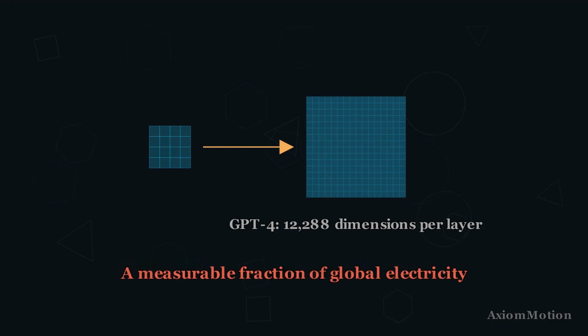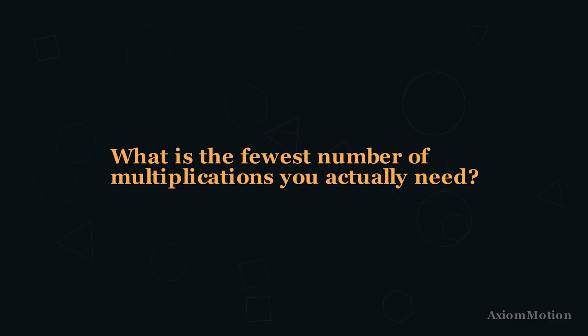Now scale that up. A single layer inside GPT-4 multiplies matrices with thousands of rows and columns. A single response might trigger millions of these operations. Across all of Google's data centers, matrix multiplication consumes a measurable fraction of the world's electricity. So here is the question. What is the fewest number of multiplications you actually need?